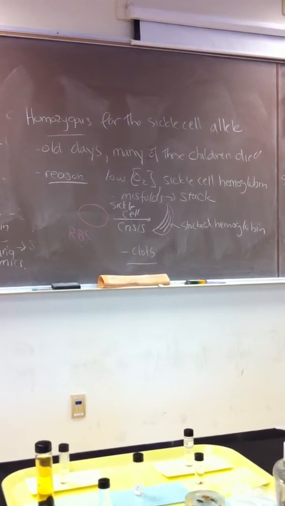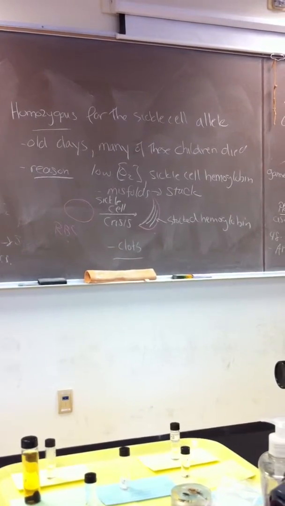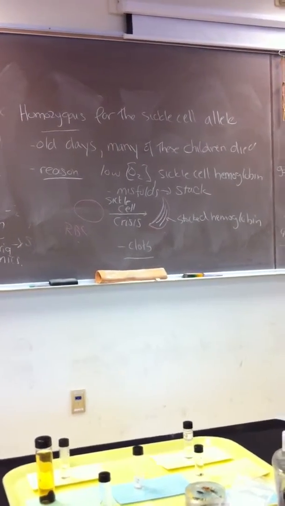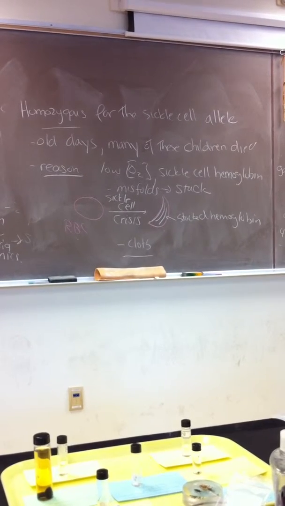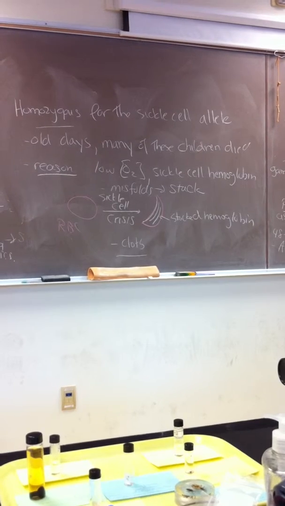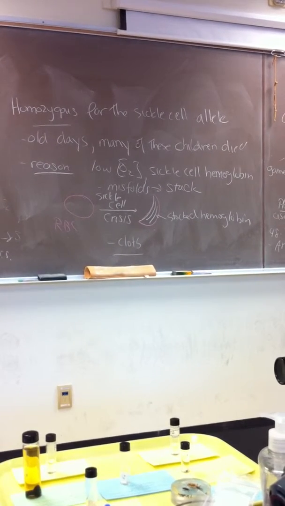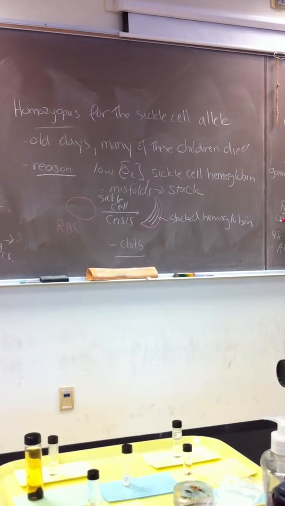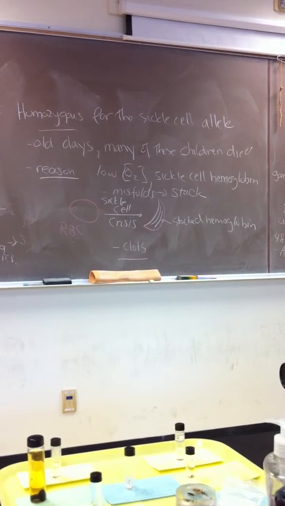So this is why in the old days, kids that had two of the sickle cell alleles, a lot of them never made it to young adulthood. It was heartbreaking. Now with medical advances, the kids that have two copies of the sickle cell allele can definitely make it to adulthood. Things are looking much better, but it's still really tough when they have one of the sickling crises. It's very, very hard.